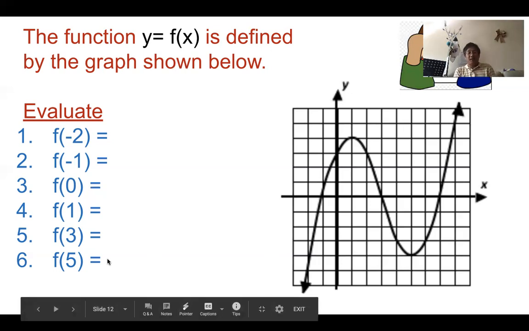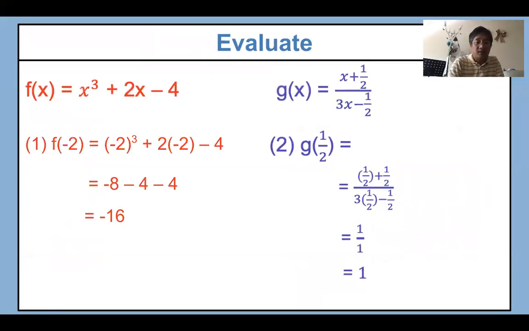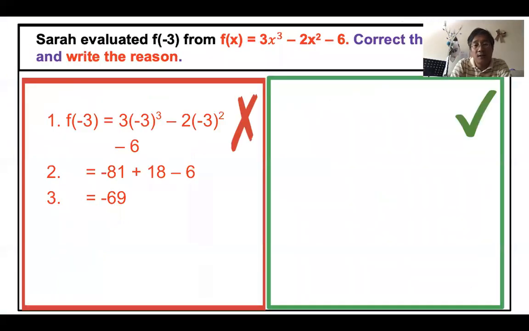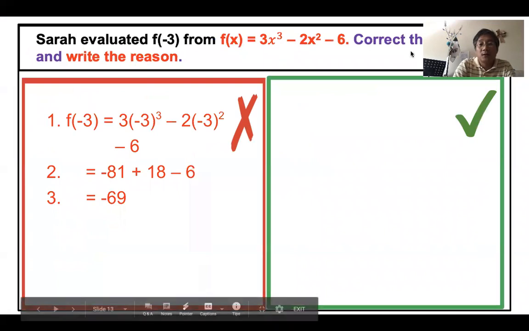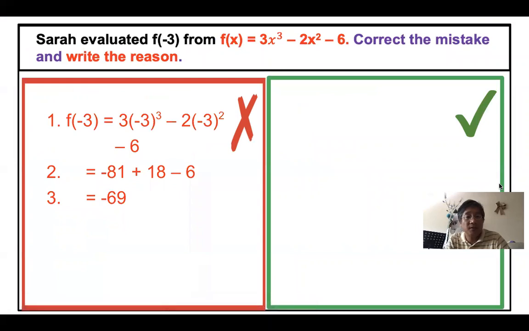Right? So I think everybody knows how to evaluate the function in the graph or in the actual function like this before. So now I want you to see this. I'll give you error analysis. Okay. Sarah evaluated f of negative 3 from this function: 3x to the third power minus 2x squared minus 6. There is something wrong she did. So can you find the mistake? Can you identify the mistake, correct it, and write down the reason, please?